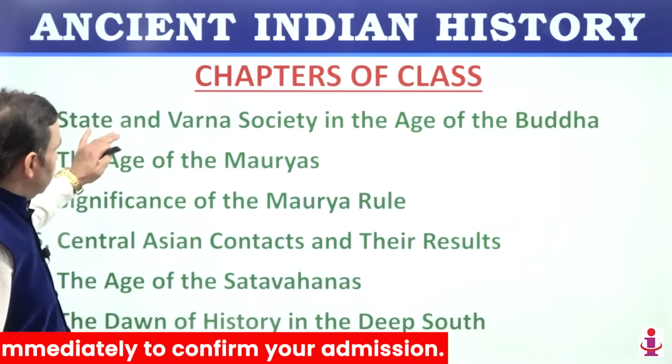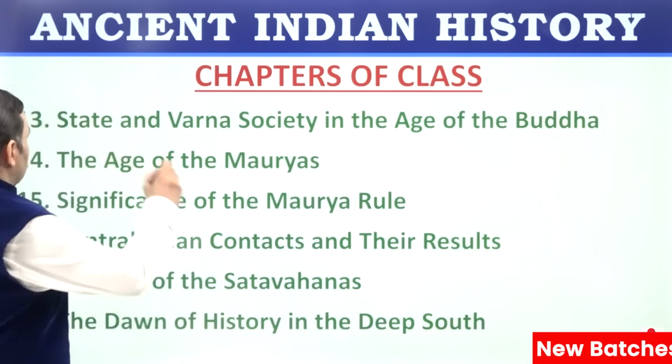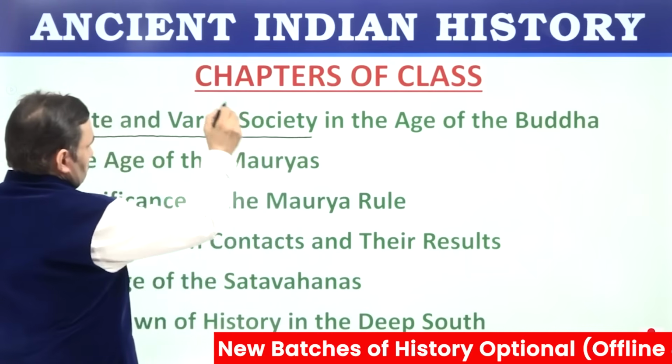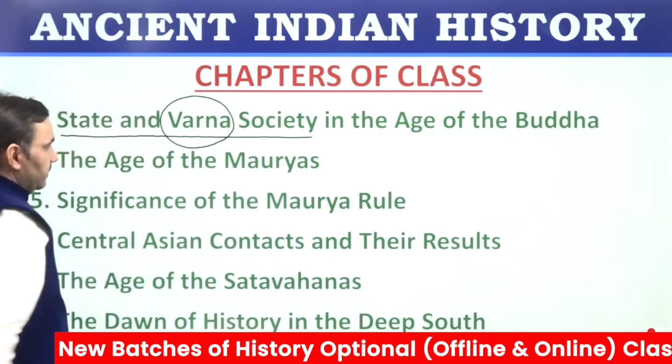Chapter number 13 is dealing with the state and Varna society in the age of Buddha. What was the nature of a state? What was a form of society? What was Varna? We'll see that part today.